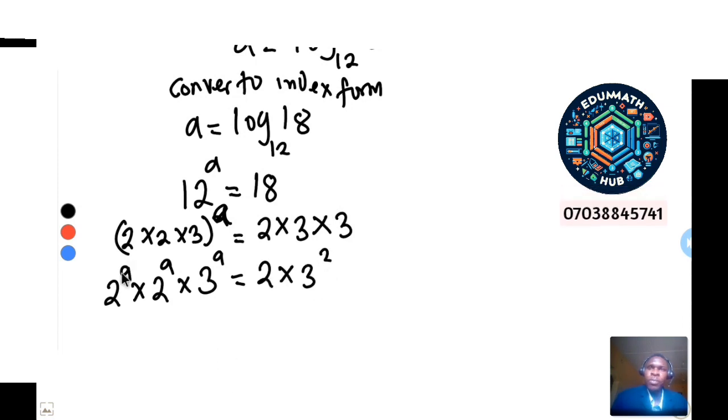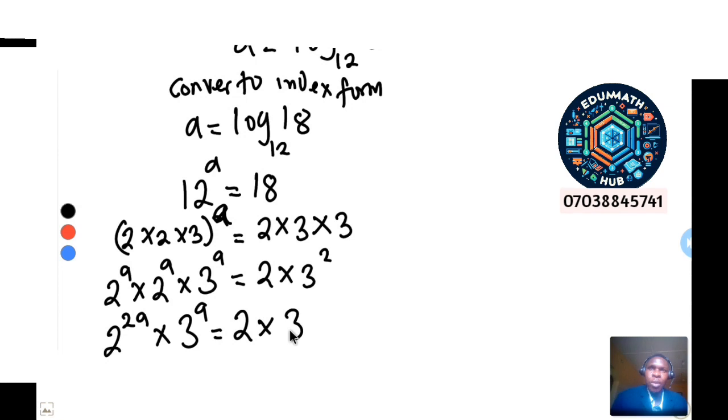Then use law of indices here. In indices, when you are multiplying, that's addition. And the base is the same, 2, 2. So what you're going to do is just pick one of them and add the powers. So this will be 2 raised to power 2A, then times 3 raised to power A. Then here you have 2 times 3 raised to power 2.